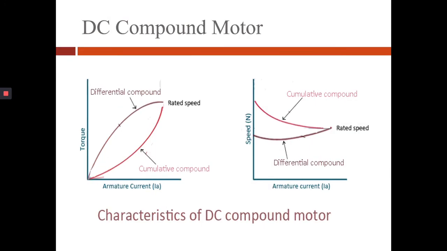Now the graph shows characteristics of DC compound motor. This is graph for cumulative compound. This is for differential compound. And this is the graph for armature current and speed for differential compound and cumulative compound. These are the characteristics of DC compound motor.